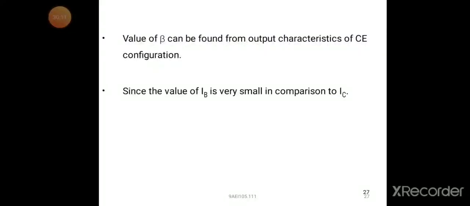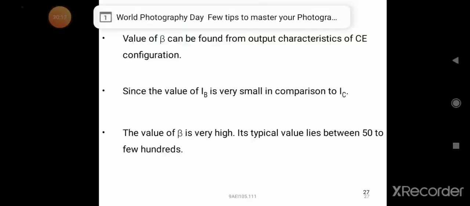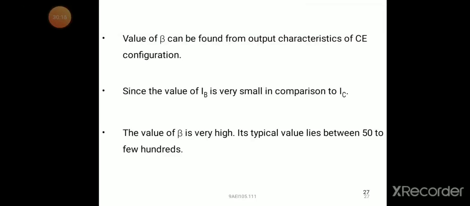How can you find the value of beta? The value of beta can be found from the output characteristics of the CE configuration. You can see what IC by IB is. IB is a very small base current, in microamps. IC is in milliamps. So if the denominator is low, the ratio is very high.